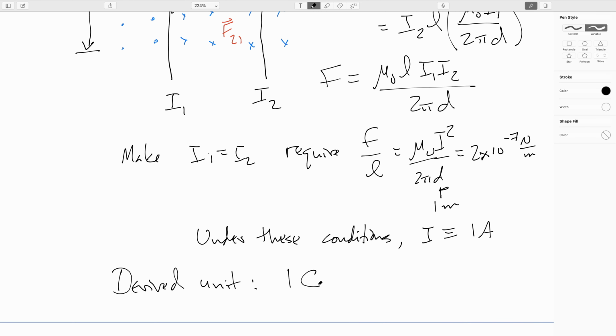And so the coulomb was defined to be 1 amp times 1 second. So a coulomb was the amount of charge that would flow by some location in 1 second if you had a current of 1 amp.